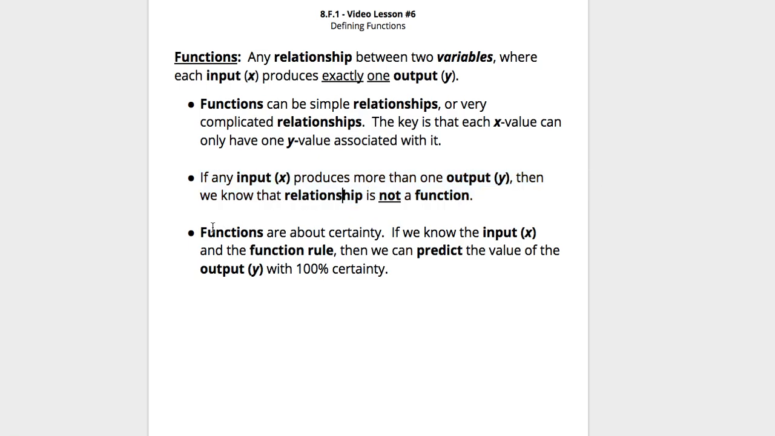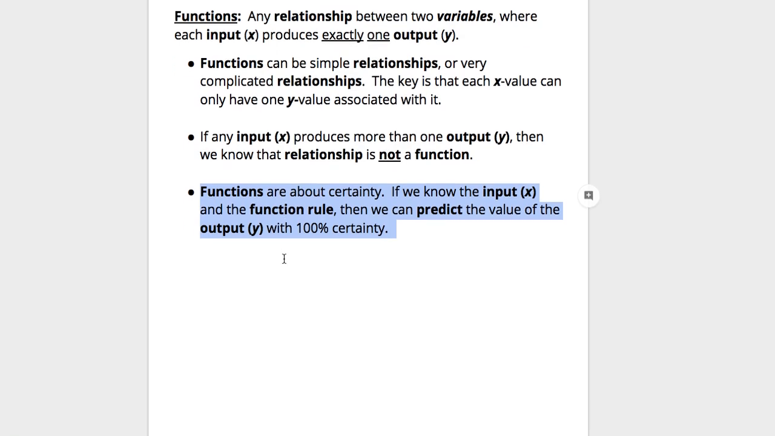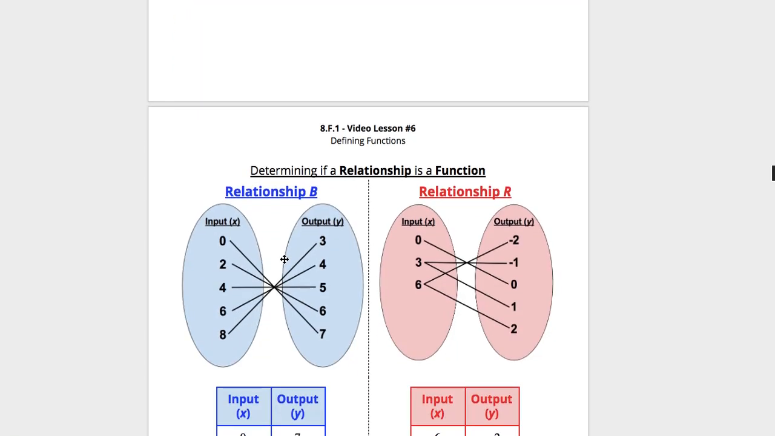Why do we care about functions? Functions are about certainty or making predictions. If we know the input, x, and the function rule, then we can predict the value of the output with 100% certainty. Once we know the x, we will find out what the y is right away.